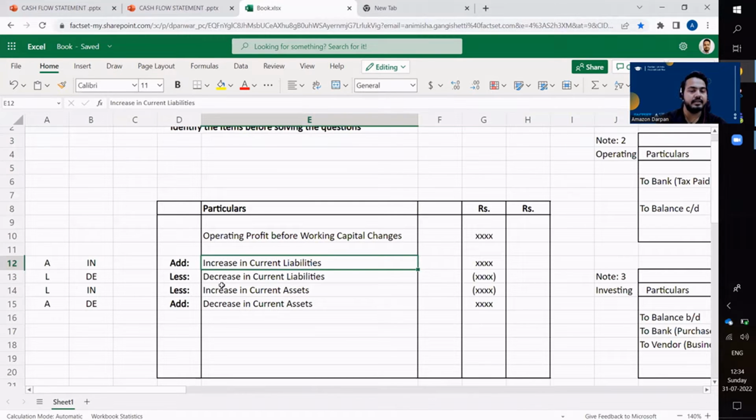These four things you write. Then first two columns you just write current liabilities. In the second two columns you just write current assets. Now how will it help you?